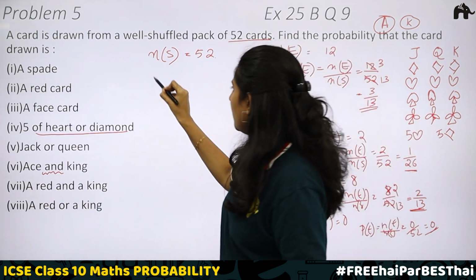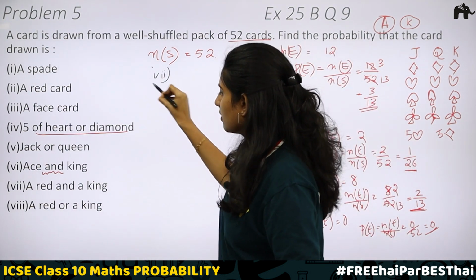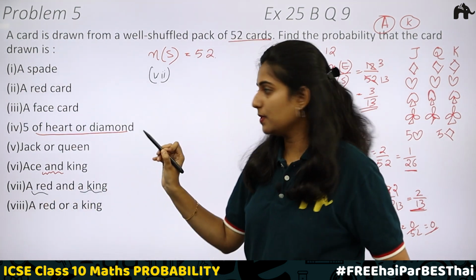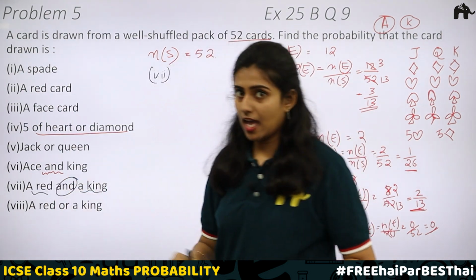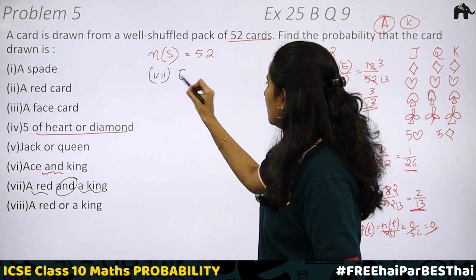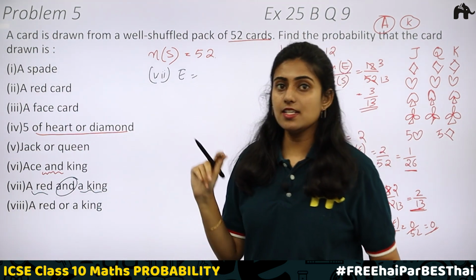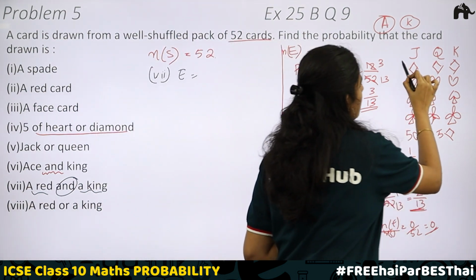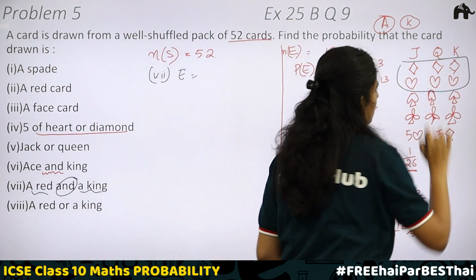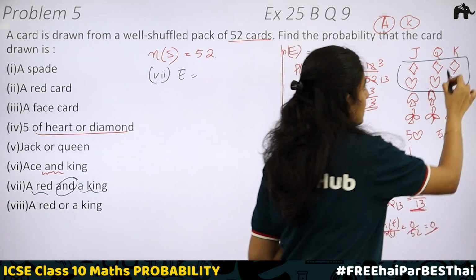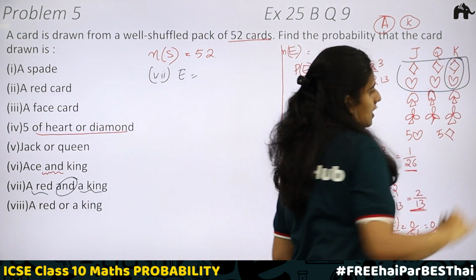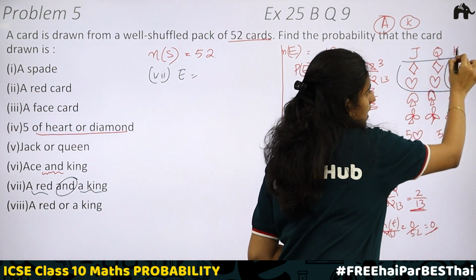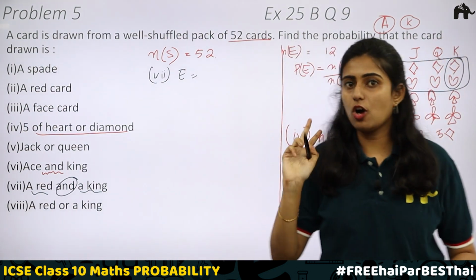So the seventh one, a red and a king. Both these conditions should be satisfied because here we have and. It should be a red card and a king. Okay. Red cards, we know these are the red cards. Okay. So in the case of king, you should get red cards. That is, king of diamond and king of hearts are the two options possible.